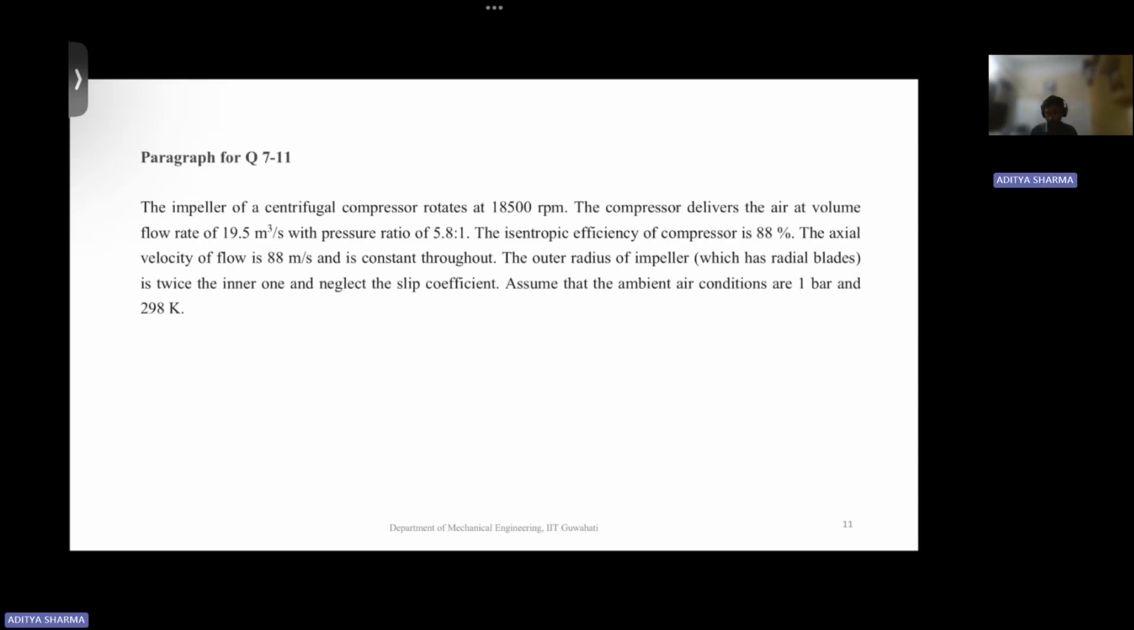Then we have question number 7 to 11. So first of all, we'll have a look at what is given to us, and then we will move on to questions based on this. Please have a look at this paragraph, then we'll move on to questions.